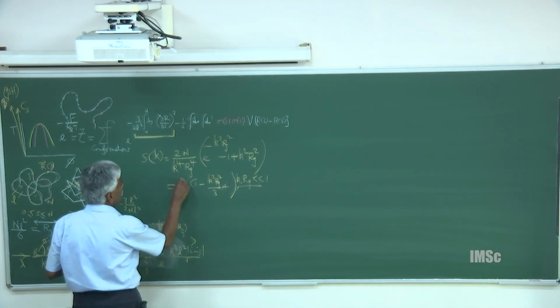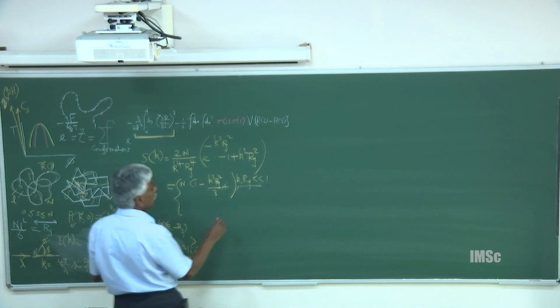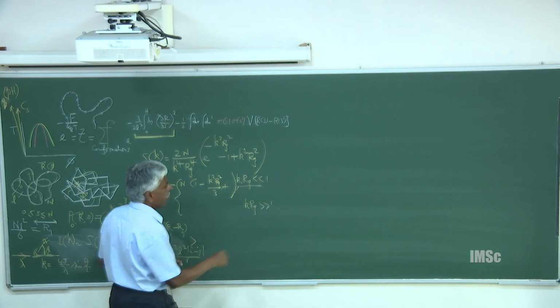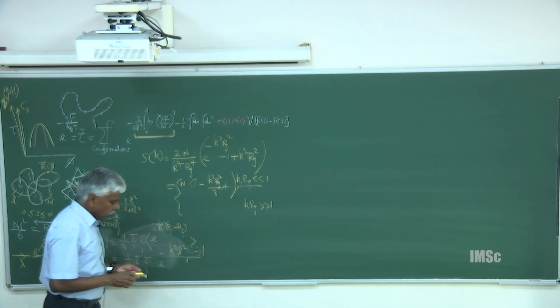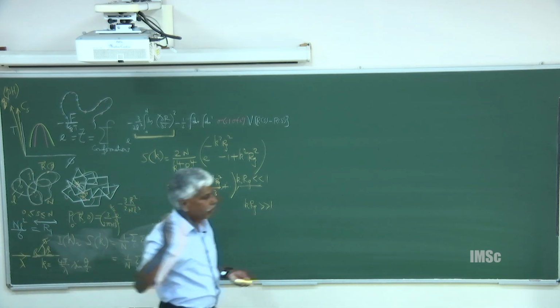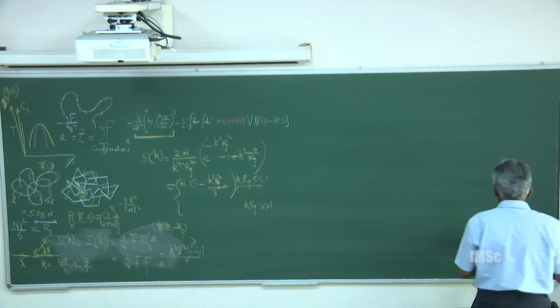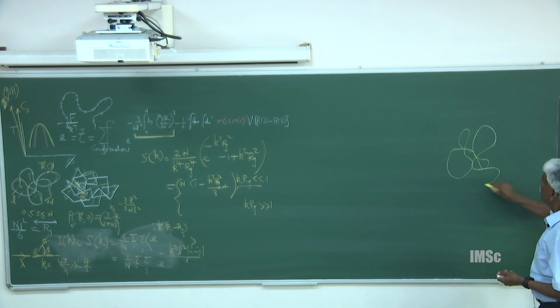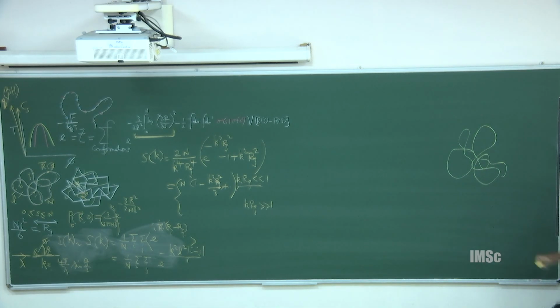The other limit, this is important. The other limit is k Rg larger than 1. So what does that mean? This is a general question for people. If I have a polymer coil like this, I'm going to write it and erase it because I need some space, like this. All right. This is my Rg.